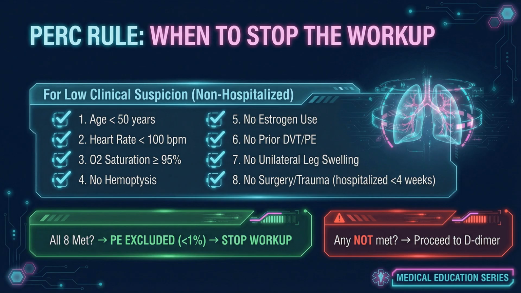diagnosis without additional testing. These criteria are age under 50 years, heart rate less than 100 beats per minute, oxygen saturation of 95% or higher, no hemoptysis, no current estrogen use, no history of prior deep vein thrombosis or pulmonary embolism, no unilateral leg swelling, and no recent surgery or trauma requiring hospitalization within the past 4 weeks. If even one of these criteria is not met, we cannot safely exclude PE and should proceed with further evaluation, typically starting with a D-dimer test.